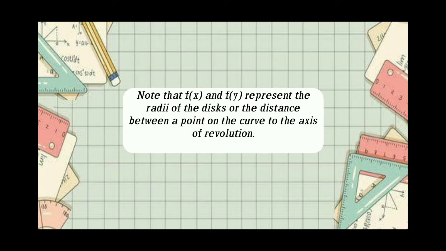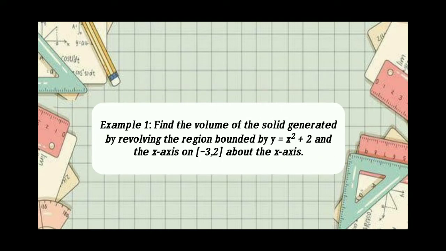Note that f of x and f of y represent the radii of the disk, or the distance between a point on the curve to the axis of revolution. So, example of using the disk method.